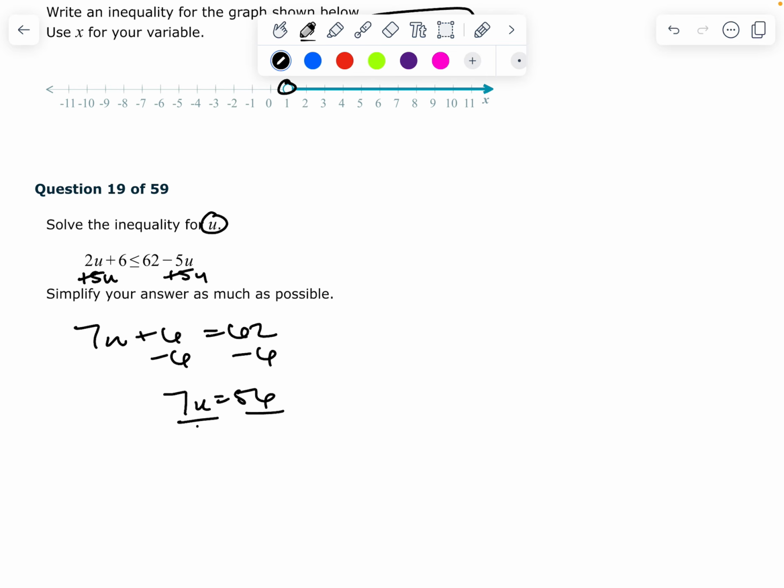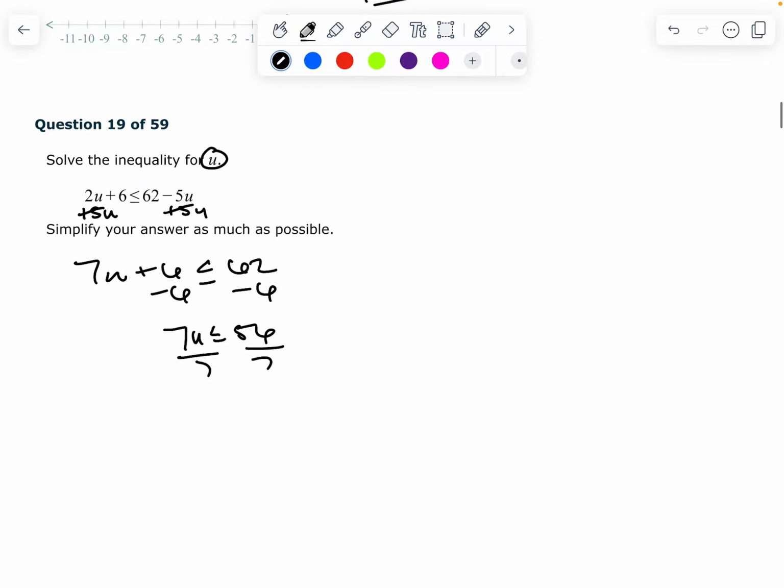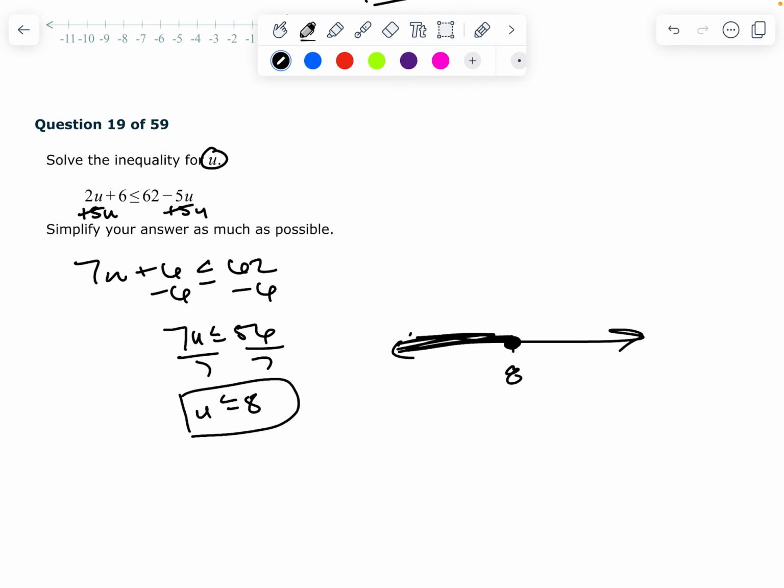Divide by the 7. And I realize here that I have lost my inequality sign. Please don't do that. So here I have a less than or equal to. The only time you have to flip that inequality sign is if you divide or multiply by a negative. Here I divided by a positive 7. I'm not going to flip my inequality sign. And so if I needed to graph that, I would have an 8 on my number line, a closed circle because it's less than or equal to, and I would shade left because this arrow looks like it's pointing to the left.